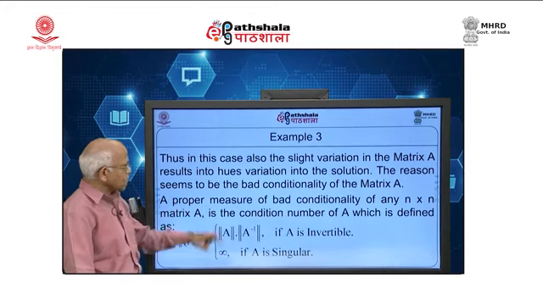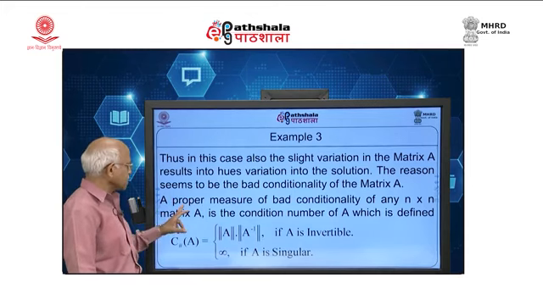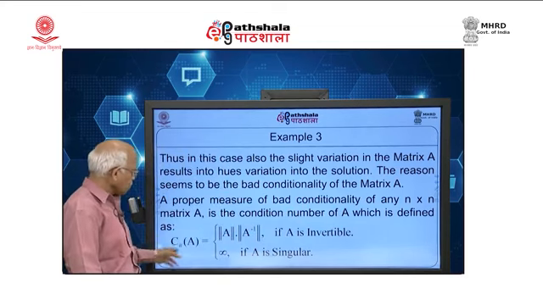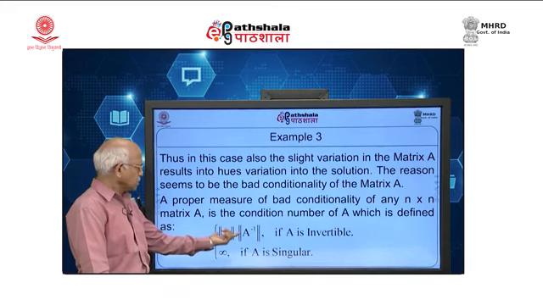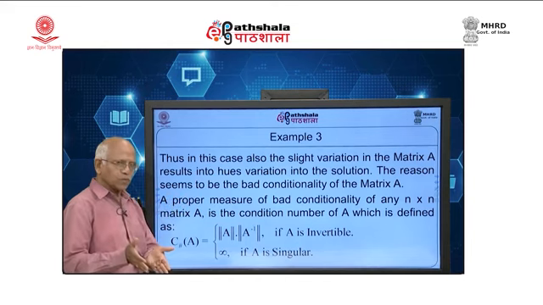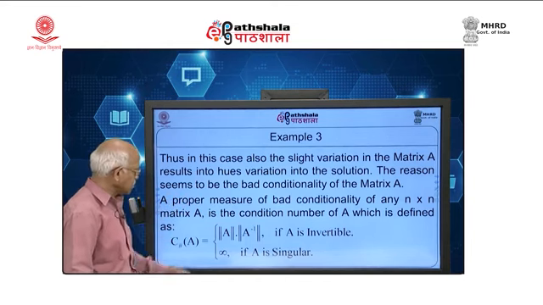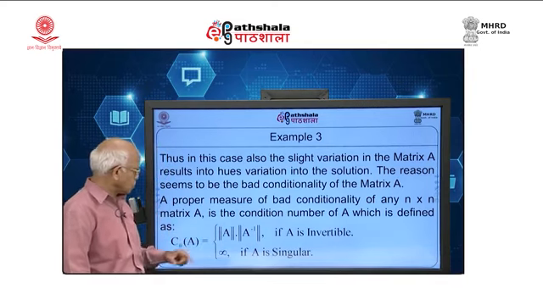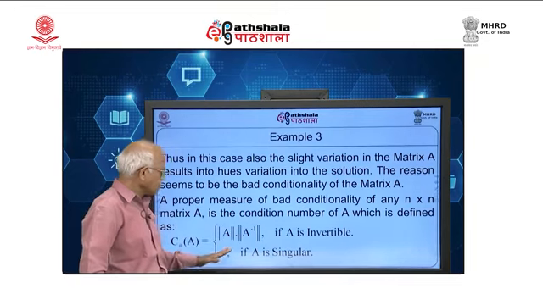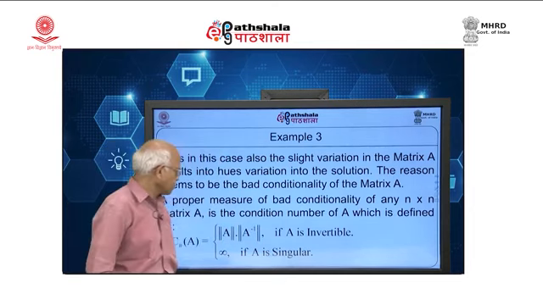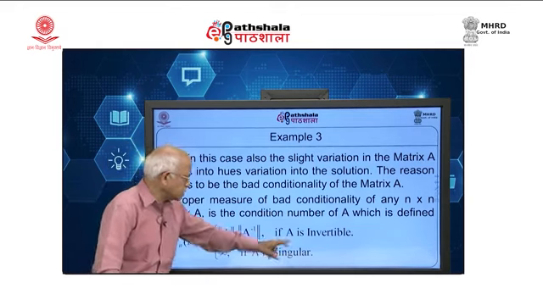A proper measure of bad conditionality of any n cross n matrix A is the condition number of A, which is defined in terms of matrix norm. Matrix norm can be extended just like norm in R n, so the magnitude of the vector we are talking about. In a similar way, we can extend the matrix norms here. I am not going into the details of all this, but you can see from the literature all these facts. So, condition number I am defining it like this: if A is invertible, and infinity if A is singular.